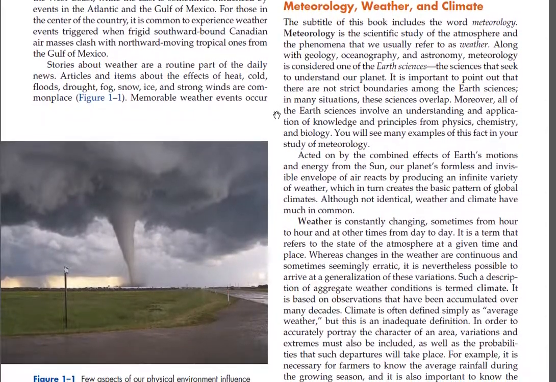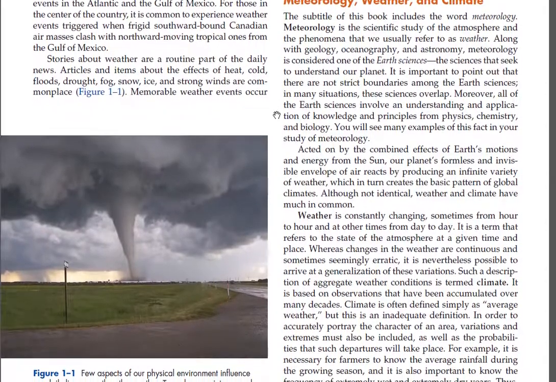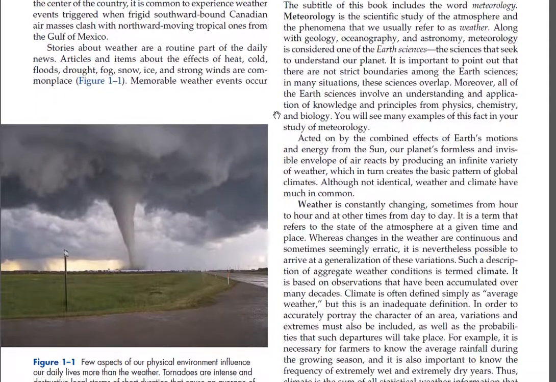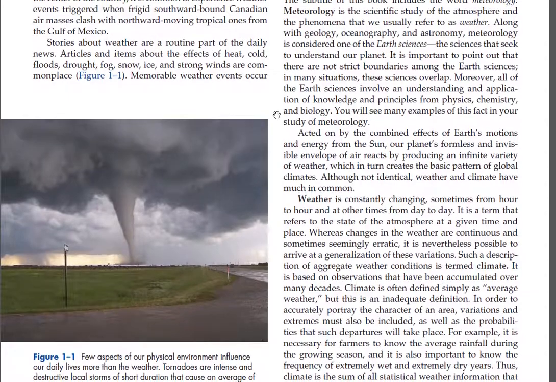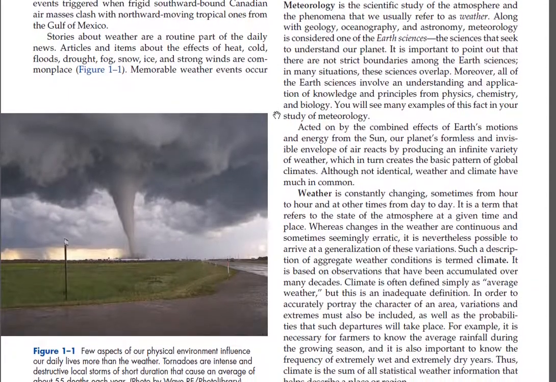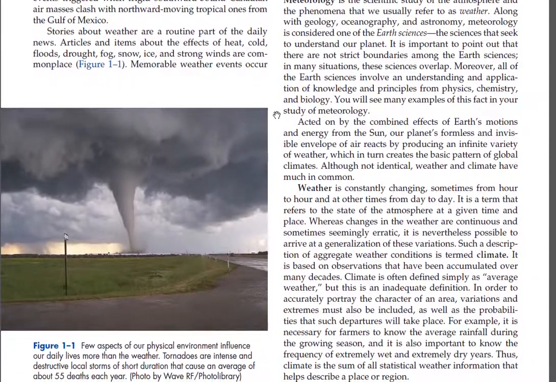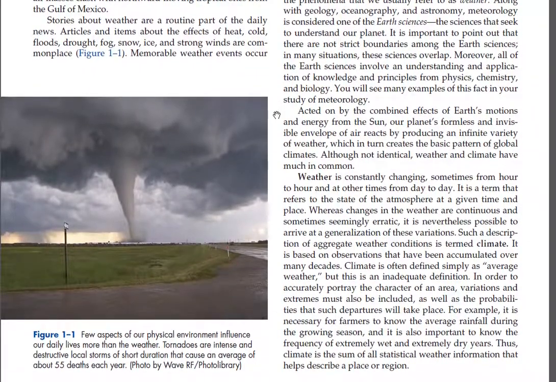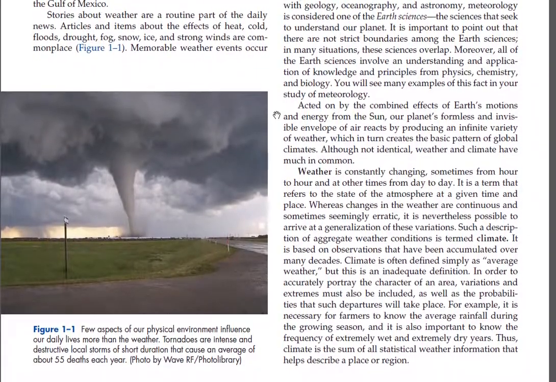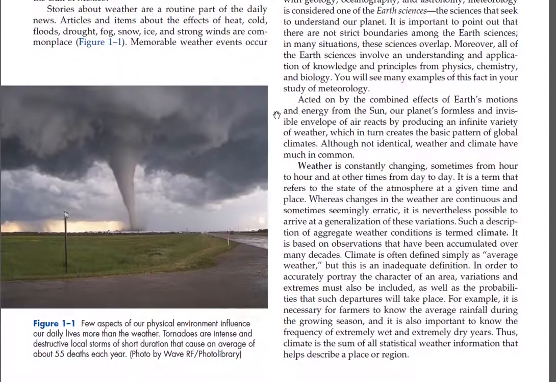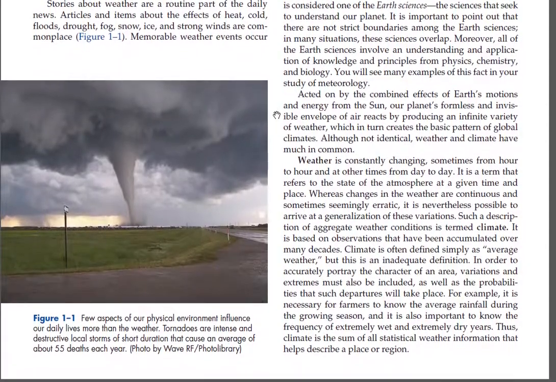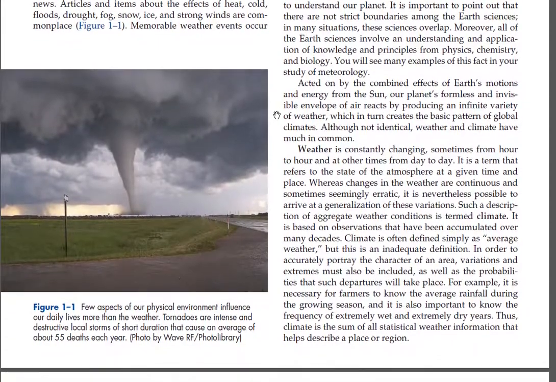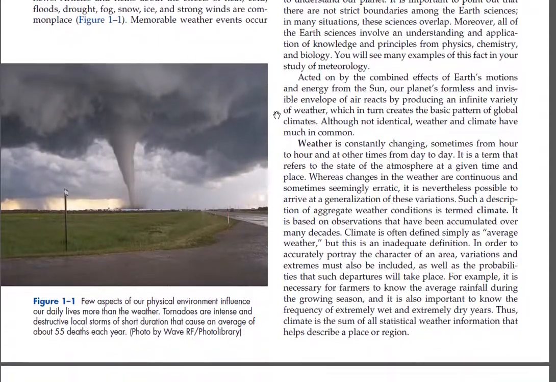Moreover, all of the earth sciences involve an understanding and application of knowledge and principles from physics, chemistry, and biology. You will see many examples of this fact in your study of meteorology. Acted on by the combined effects of Earth's motions and energy from the Sun, our planet's formless and invisible envelope of air reacts by producing an infinite variety of weather, which in turn creates the basic pattern of global climates.